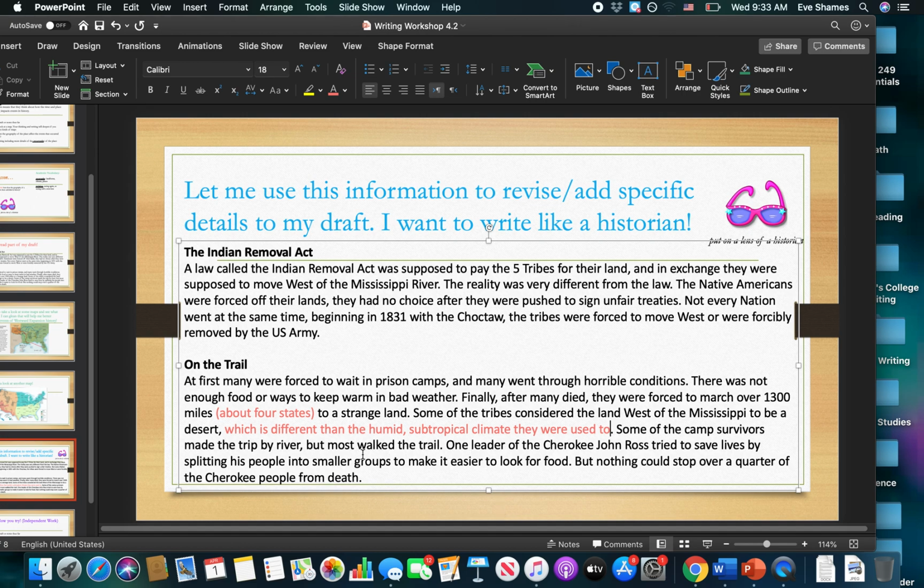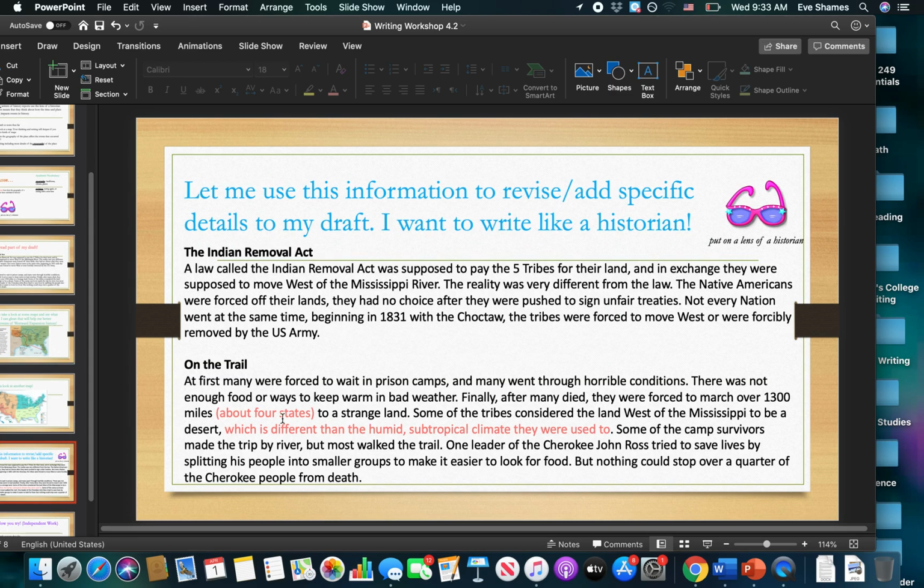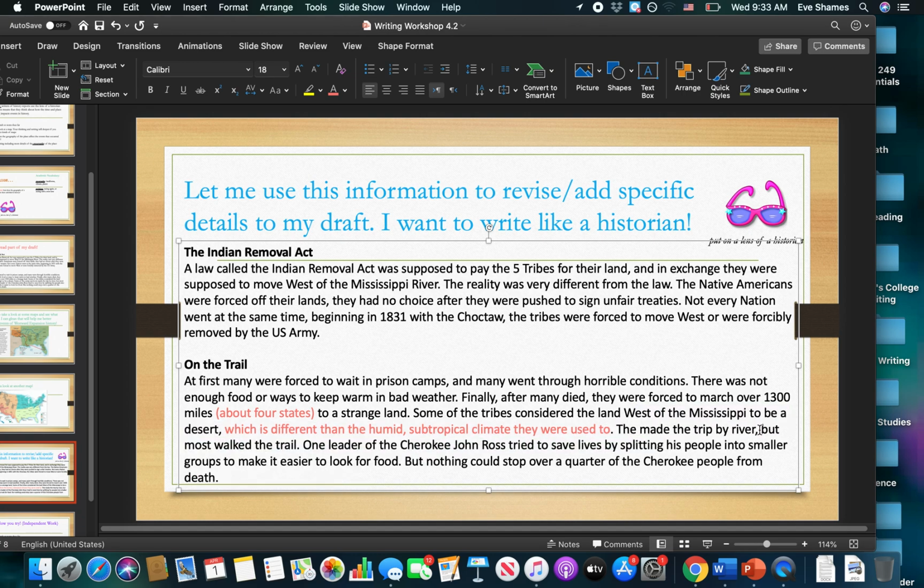Some of the camp survivors made the trip by river. Okay, so now I know it just wasn't some of the camp survivors. I can be specific. And I know that it was the Seminole tribe that made the trip by river, but most walked the trail.